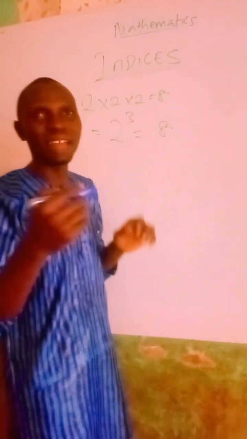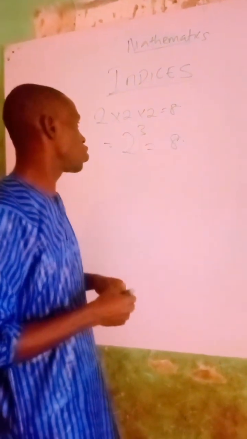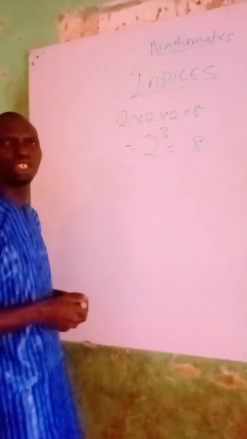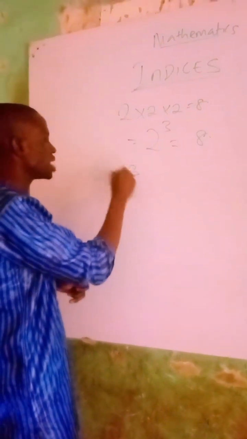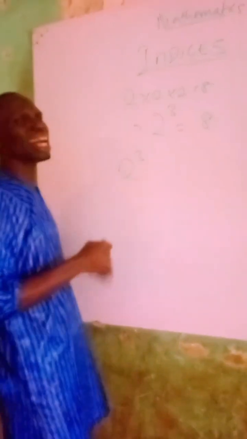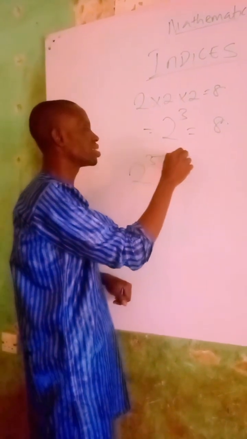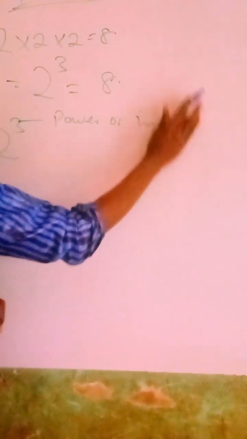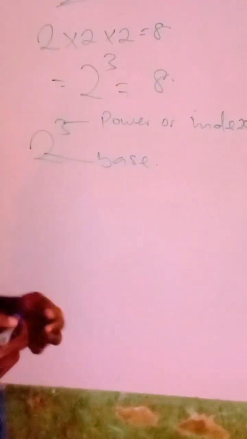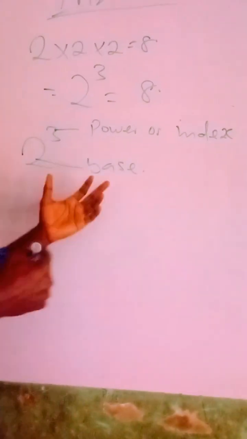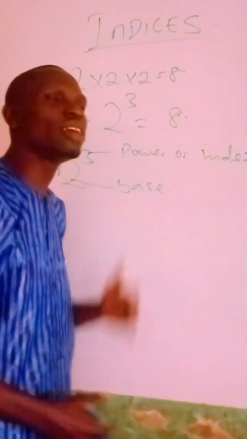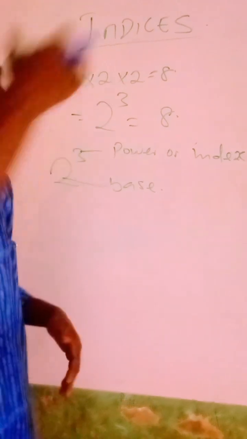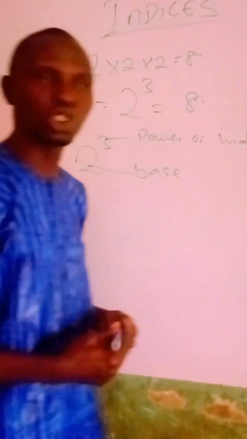If that is understood, then let's continue. In this 2 to the power 3 that I used as an example, under indices we call the 3 the power or index, while the 2 is called the base. As we continue, you are going to be hearing words like 2 raised to power 3, 4 raised to power 5, a raised to power b, so you shouldn't be confused.